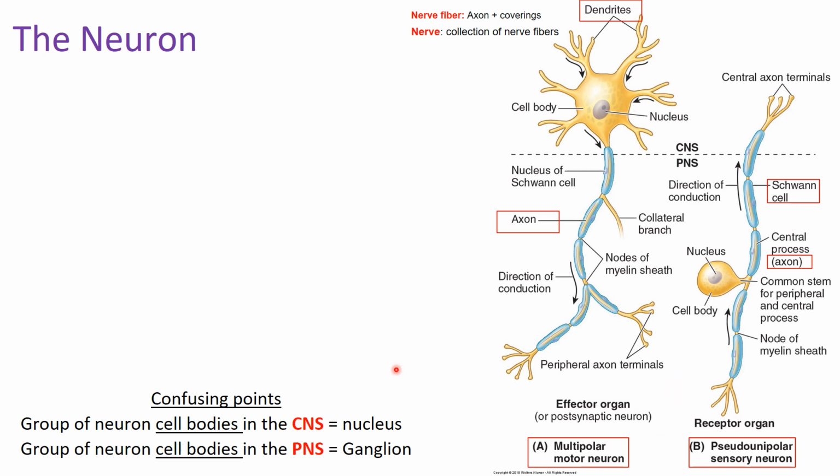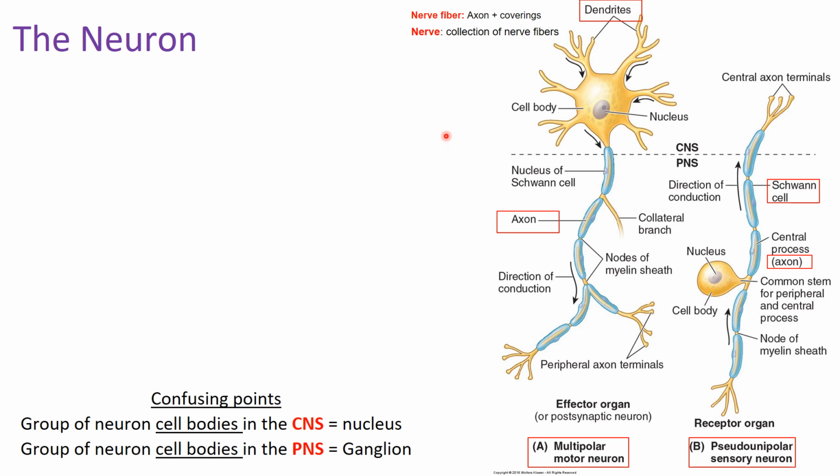But there are some confusing points that your course pack makes that I just want to clarify. Even though the nucleus is within the cell body, a group of cell bodies in the central nervous system is called a nucleus. So a group of these cell bodies within the central nervous system is termed a nucleus. And then a group of cell bodies within the peripheral nervous system is termed a ganglion. Again, we'll mention this a little bit later on in this video, but it is important to know the difference between the nucleus of a cell body and a collection of cell bodies within the central nervous system being a nucleus, or in the peripheral nervous system being a ganglion.